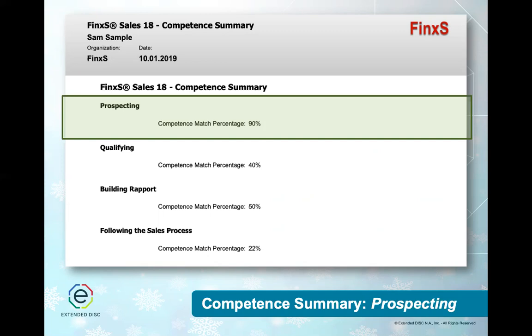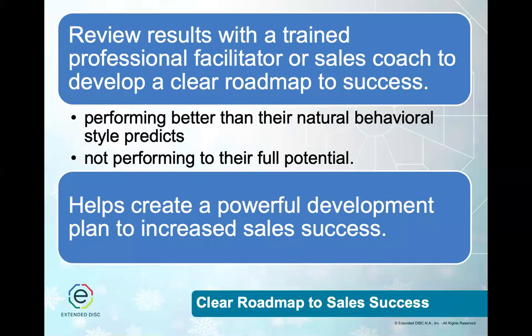So I could actually look at the competence summaries for a group of my salespeople. Yeah, so then you can very quickly figure out where my overall challenges are. Then you can look at the individual assessments and begin to identify that a little bit more clearly. Exactly. So, just to summarize, if I'm a sales coach and I'm starting to use the Sales 18 report, what are some things that I need to think about?